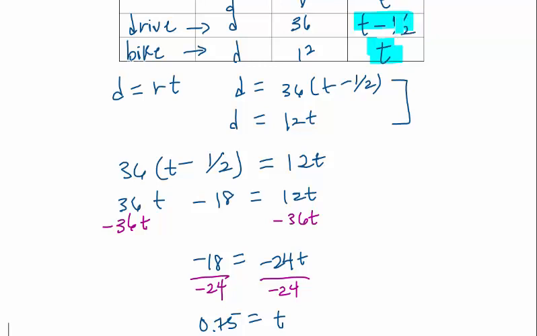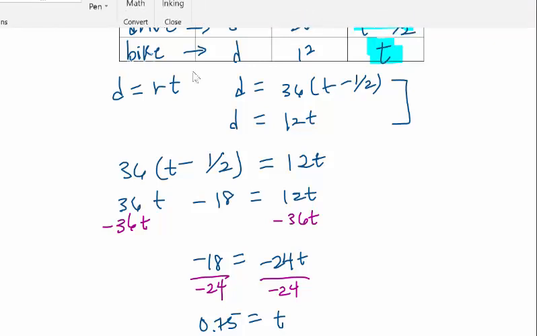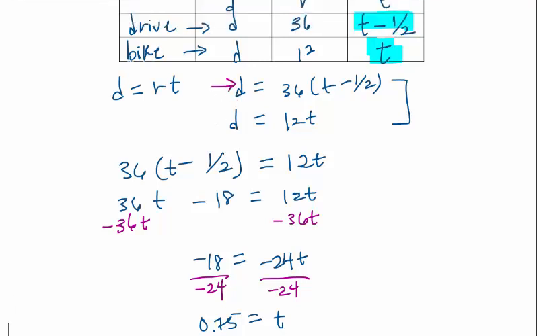But the last thing that we need to do is to figure out what the distance from home is. So you can use either of the formulas that we created involving distance and time. So I'll use the second one. Okay, so that means that distance is equal to 12 times t, or 12 times 0.75, which is 9 miles.